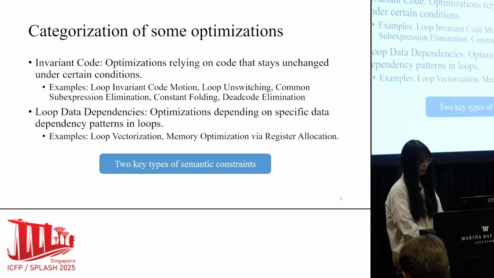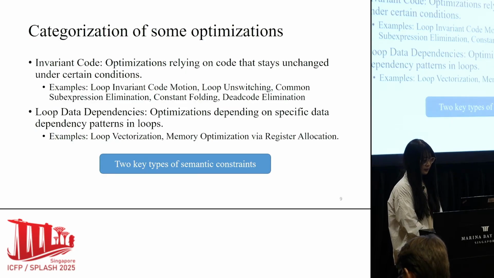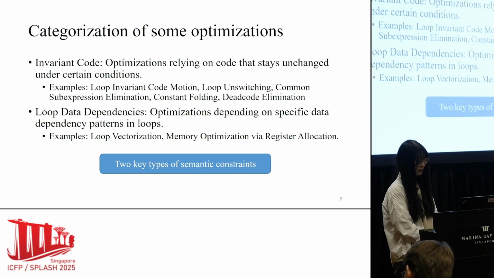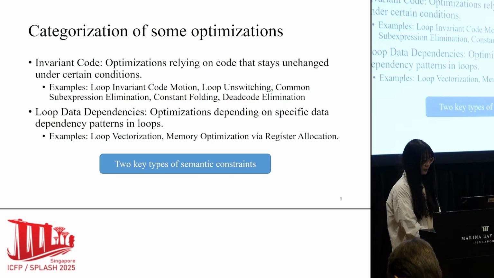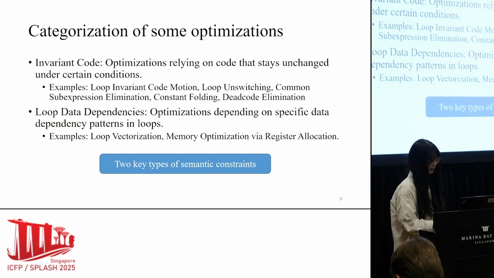In particular, we focus on two types of semantic constraints, invariant code and loop data dependency. The former refers to variables, expressions, and statements that evaluate to the same value under certain conditions. Loop data dependency, which occurs when loop iterations access the same memory location with at least one write, is critical to loop-level optimization, such as loop vectorization. Optimizations that depend on the same semantic constraint can be cross-validated.